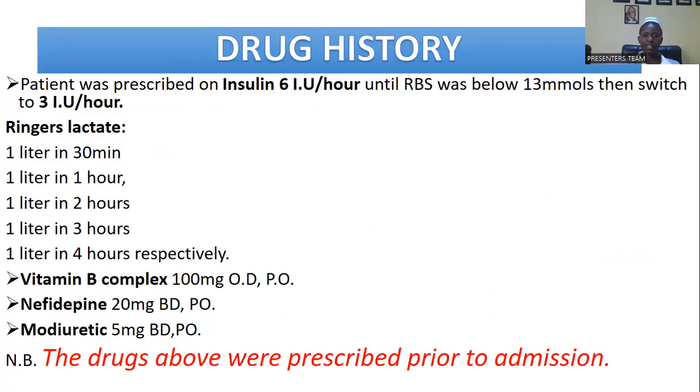Sorry for that. We now go to the drug history. Patient was prescribed insulin 6 international units hourly until RBS was below 13 millimoles, then switched to 3 international units hourly. And then we go to the fluids. Ringer's lactate was prescribed 1 liter in 30 minutes, 1 liter in 1 hour, 1 liter in 2 hours, 1 liter in 3 hours, 1 liter in 4 hours respectively.